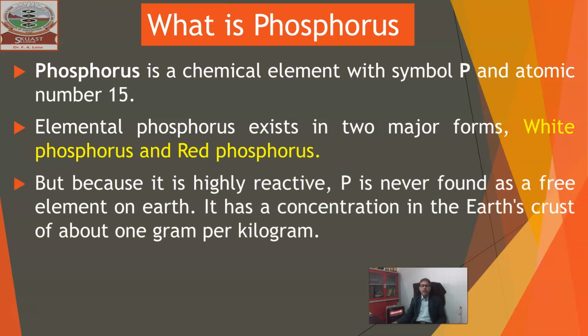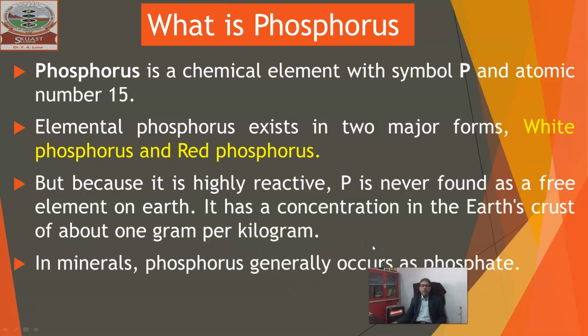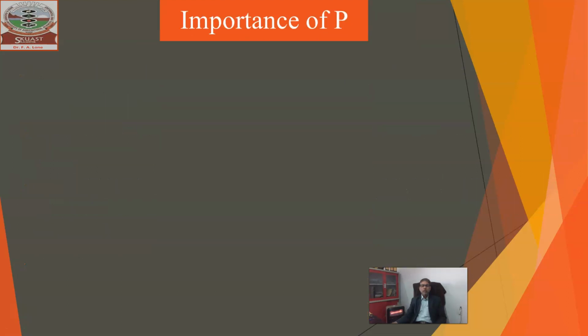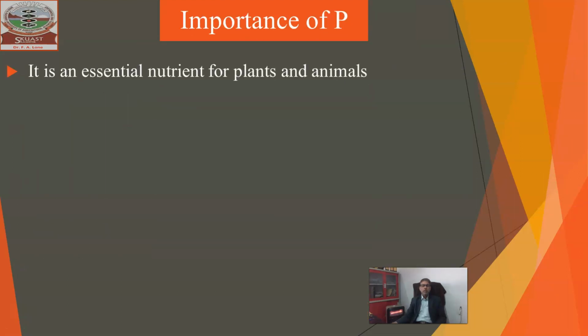But because it's highly reactive, phosphorus is never found as a free element on Earth. It has a concentration in the Earth's crust of about 1 gram per kilogram. In minerals, phosphorus generally occurs as phosphate. Then the importance of phosphorus.